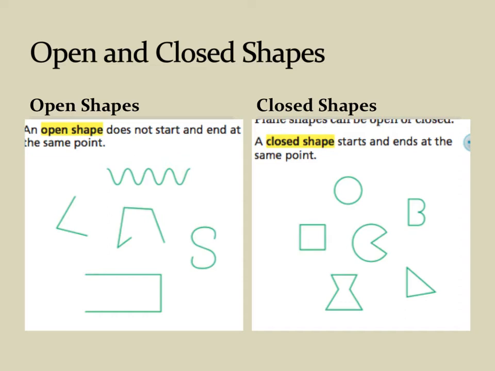Now, in a closed shape, we start and end at the same point. Let's take a look at this square. I'm going to start here. I'm going to trace it all the way around, and I'm going to end up at that same starting point. Now, if you were put inside of this square, would you be able to get out? The answer is no, because this shape is closed.